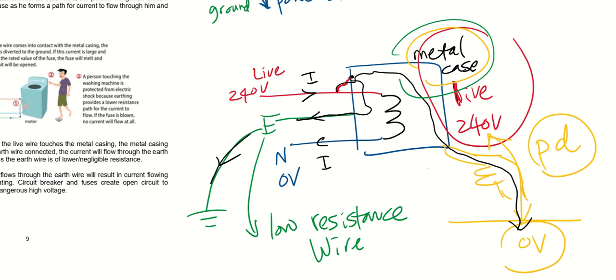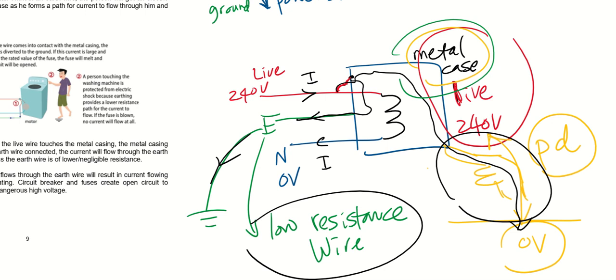So even though later on the person touches it, he will not feel anything. There won't be any current flowing through him, because the current will prefer to flow through a low resistance wire rather than a person with resistance. So that will save the person. The earth wire is actually to protect the human.